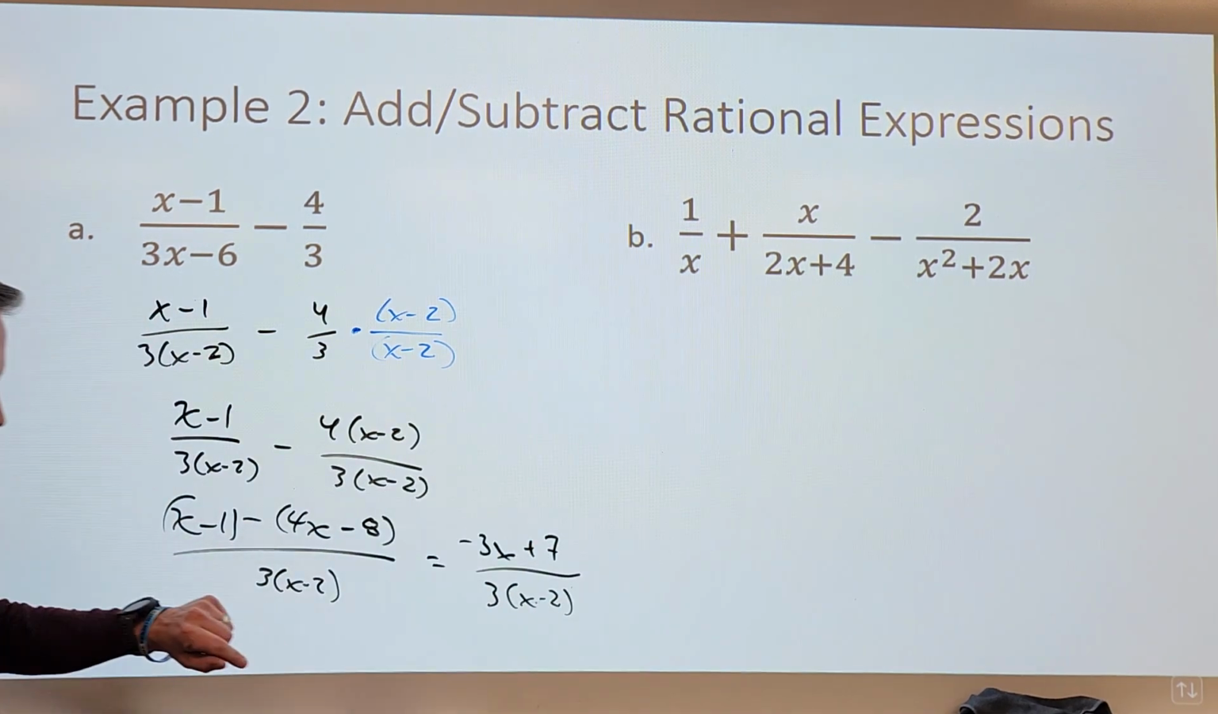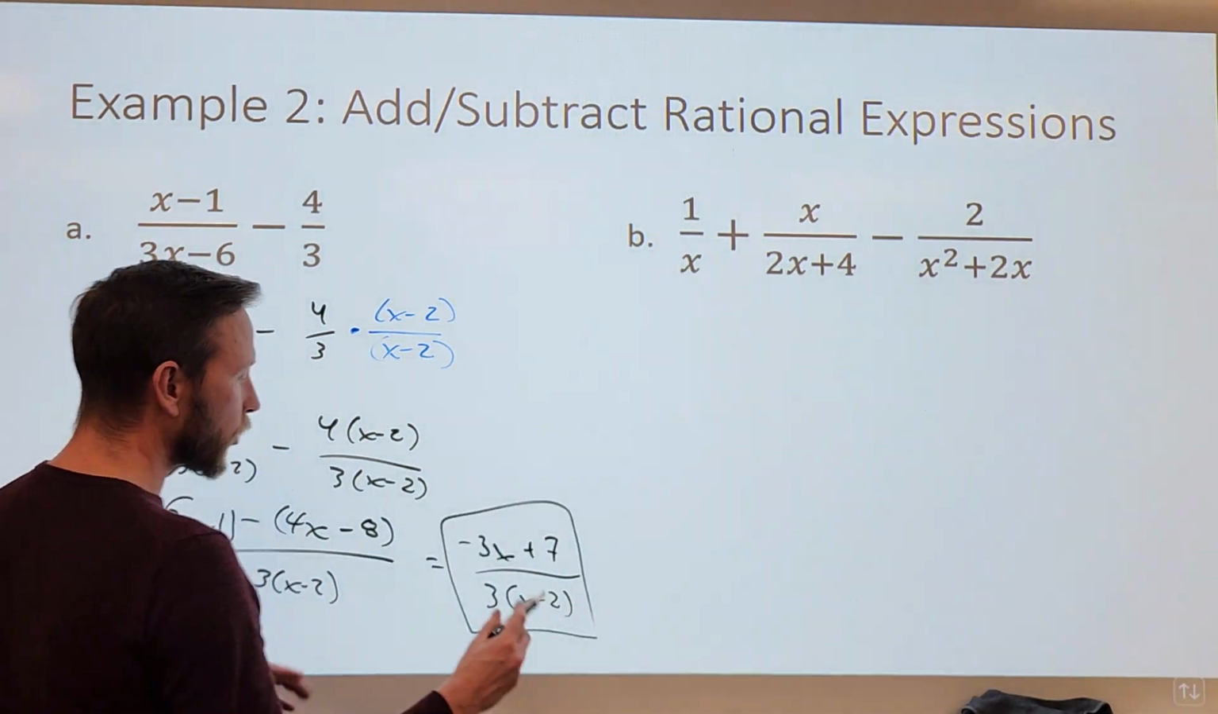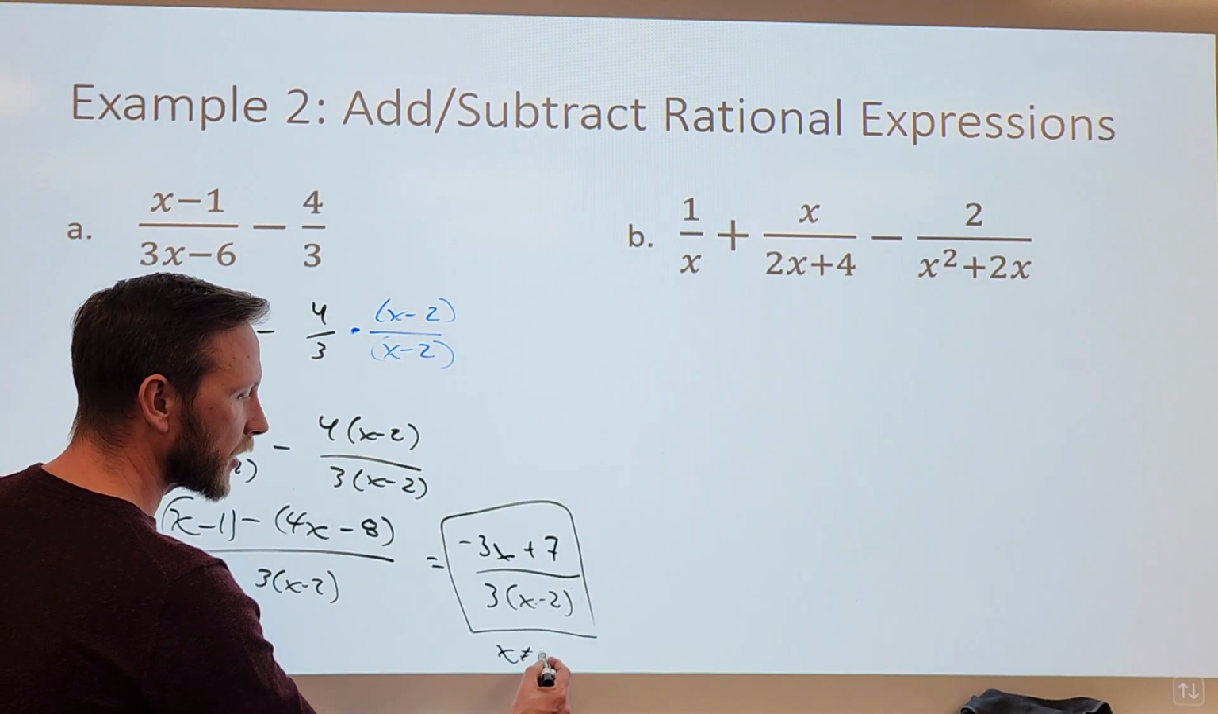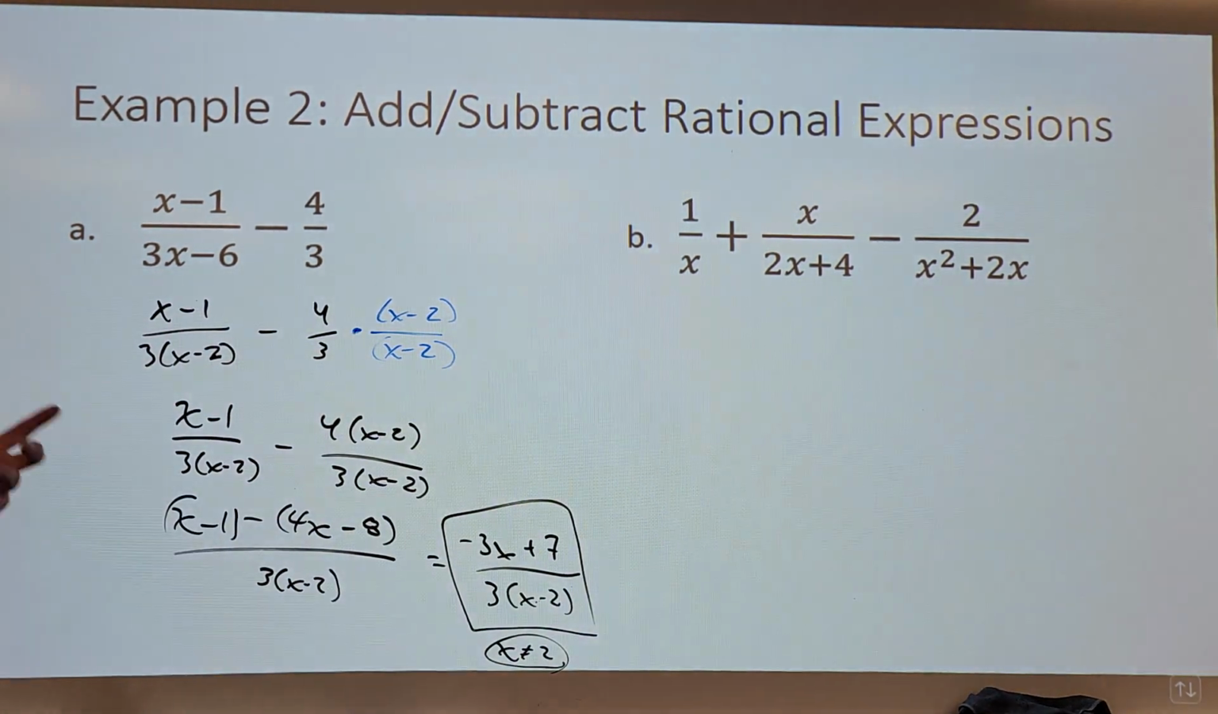There's not a common factor there. This is going to be our final answer. Of course, we want to make note that x cannot equal positive 2. It's helpful to make that note that our denominator can't equal 0.